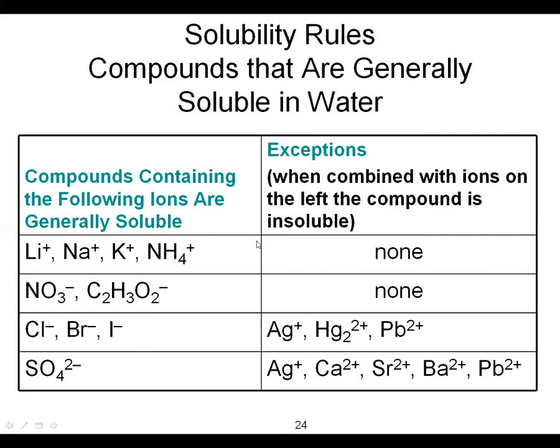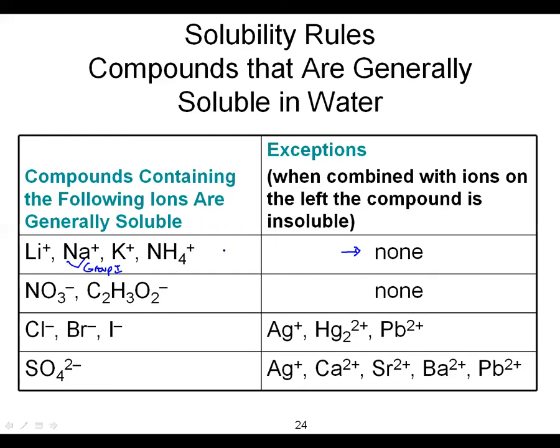So starting over here on the left-hand side, we have lithium, sodium, potassium, and ammonium. This is essentially group 1 on the periodic table, and ammonium. Again, that's ammonium, not ammonia. If you see any of those in a chemical formula, it is going to be soluble, and there are no exceptions.